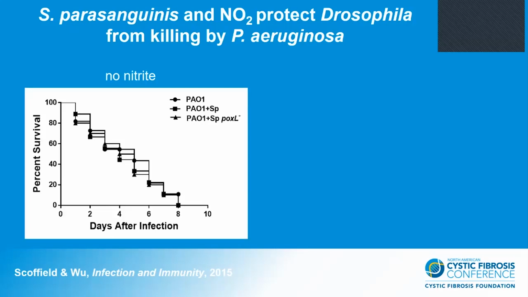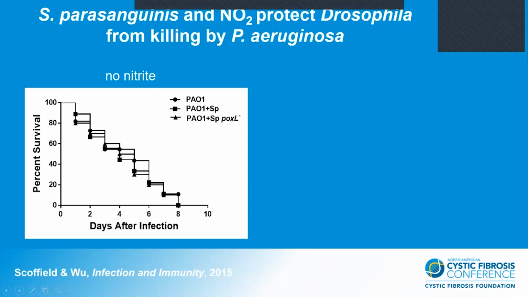One reason why we use this model is because it is a quick infection model just to determine whether or not Pseudomonas has attenuated pathogenesis. We also know that the same virulence determinants that Pseudomonas uses to infect humans, it also uses to infect Drosophila. And so we knew that we could use this model to test whether or not parasanguinis and nitrite offer any protection.